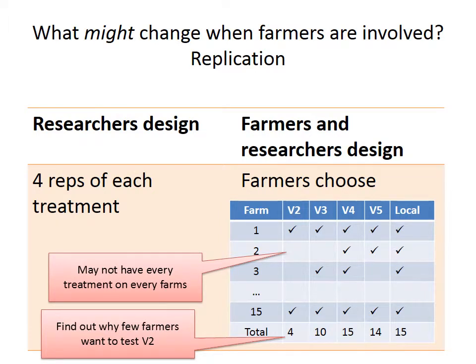If farmers are allowed to choose the varieties to test, we may not have all on every farm and end up with an unequally replicated design. It would probably be wise to find out why farmers are choosing some and not others, particularly if there are some varieties that are very unpopular.